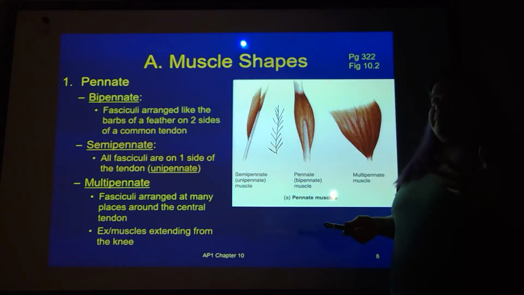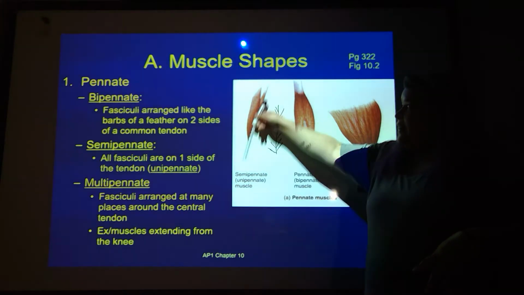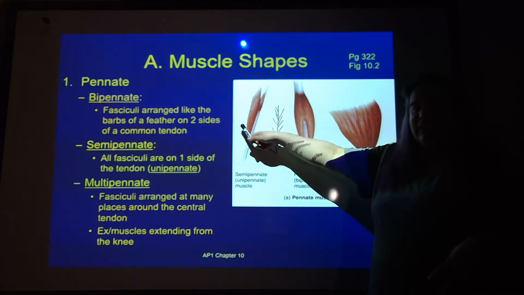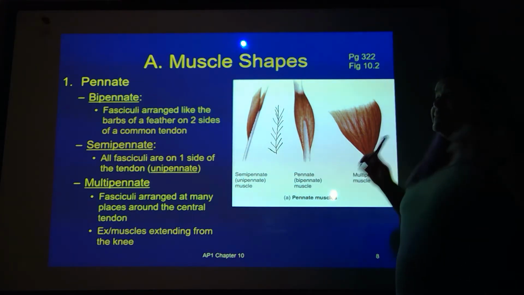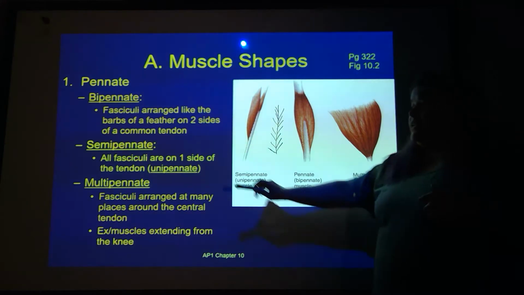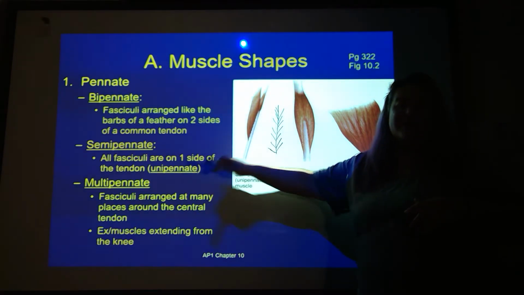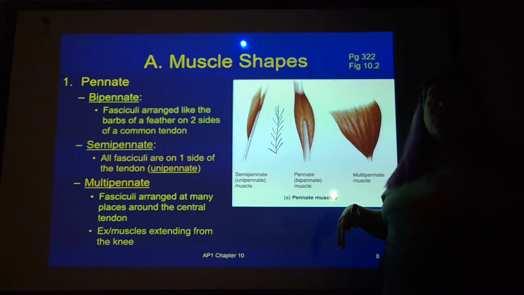Semipennate, semi means half, right? So you've got that central axis, but only one side actually has the barbs coming off of it. So semipennate can also be known as unipennate. Unipennate because instead of having it coming off of 2 sides, you only have it come off of 1.